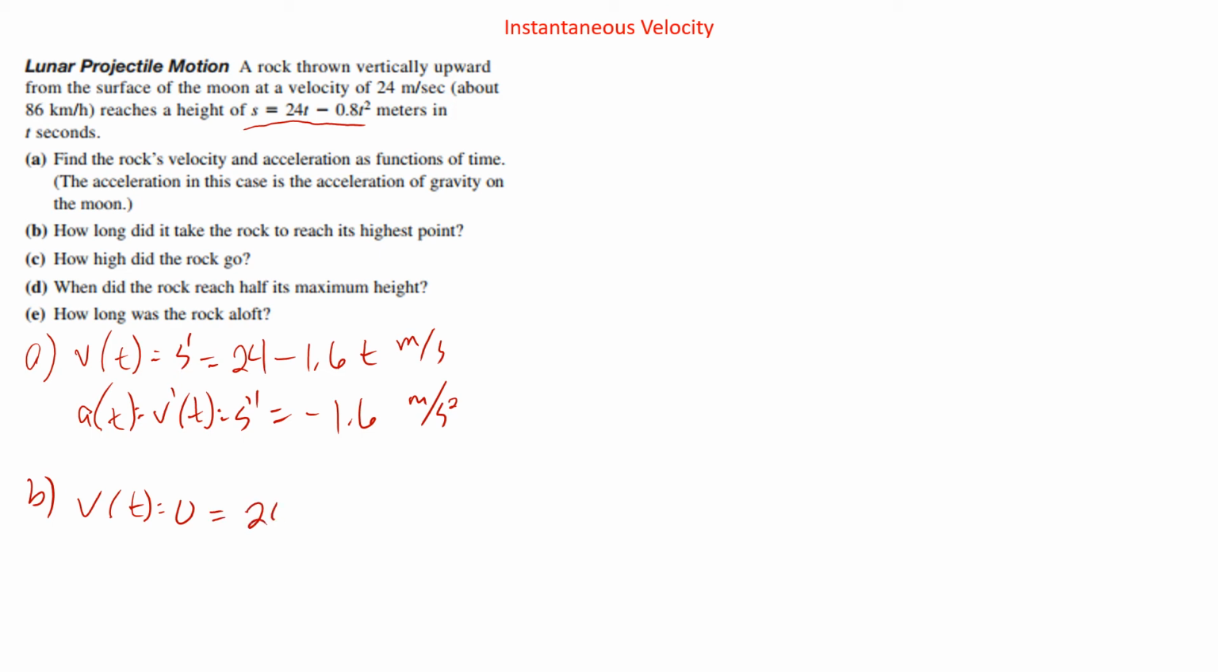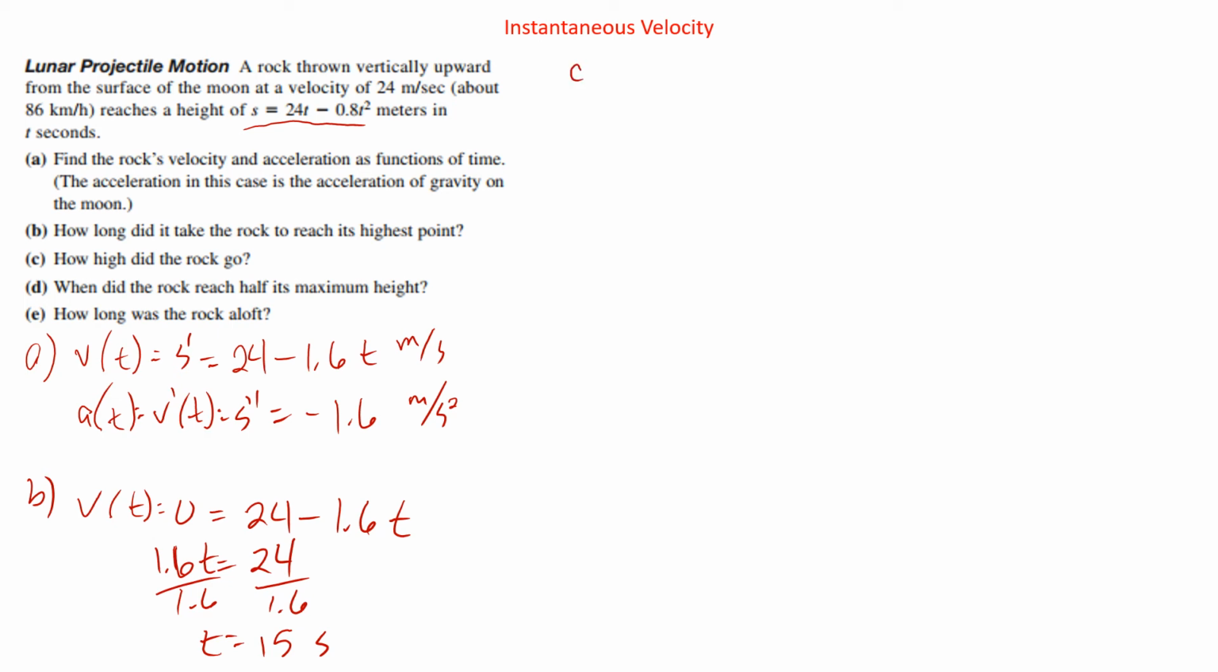So 24 minus 1.6 t, we just need to solve this. So we can add the 1.6 t over. 1.6 t equals 24. Divide by 1.6. So it reaches its highest point at 15 seconds. How high did the rock go?